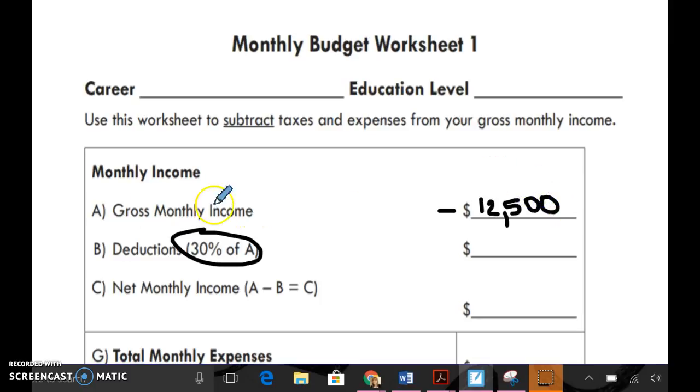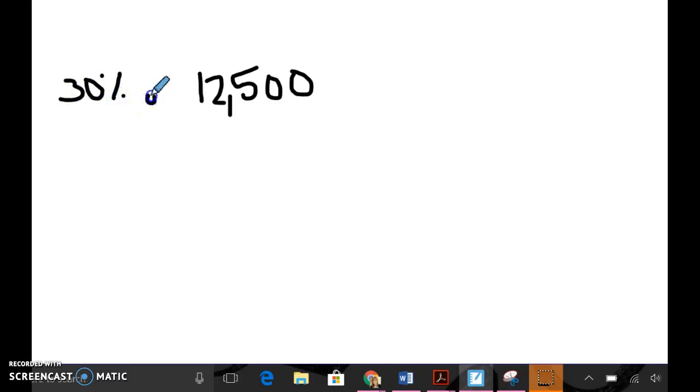Now, you need to take whatever your gross monthly income is and find 30% of that. Whatever your monthly is, my example was 12,500. If I want to find 30% of my gross monthly, this is just like what we did for homework the other night and what we took notes on in class. This is finding the percent of a number.